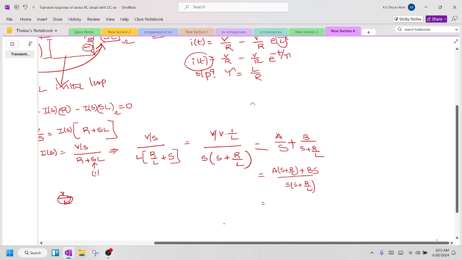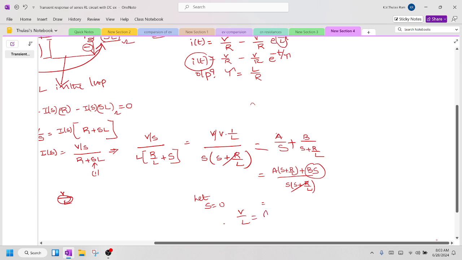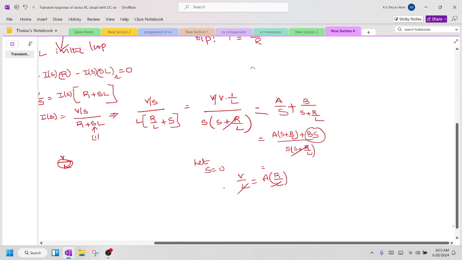From here we cancel out the denominator, and let us substitute S equal to 0. When S becomes 0, the B term doesn't exist. Therefore you get V by L equal to A into R by L, since S is 0. L will cancel out, and you get V by R equal to A. So the unknown constant A has been found.